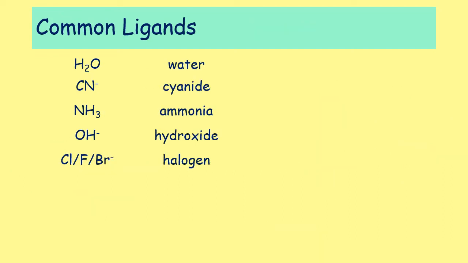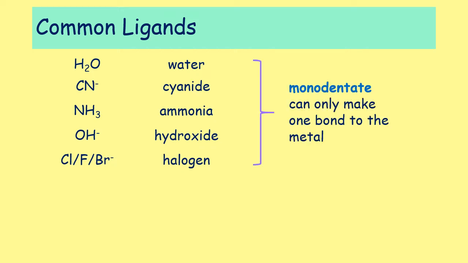Now, there are lots of common ligands that are found on transition metal complexes. So neutral molecules like water and ammonia are very common, but also negative ions like cyanide, hydroxide, and any of the halides, so chloride, fluoride, bromide, etc. Now, each of those ligands in that list are described as being monodentate, and that means that they can only form one bond to the transition metal.